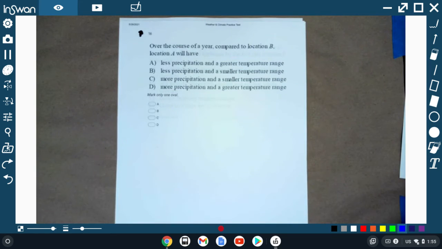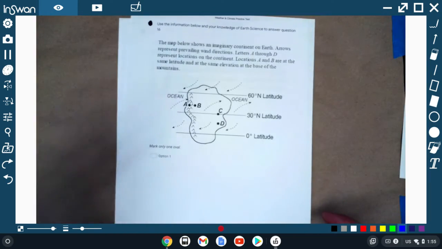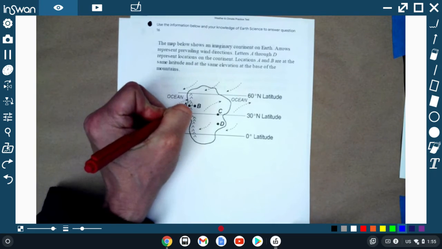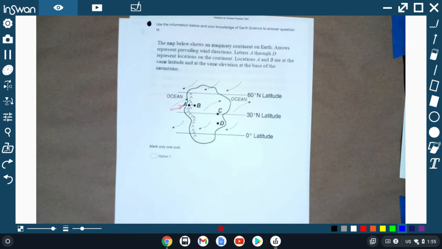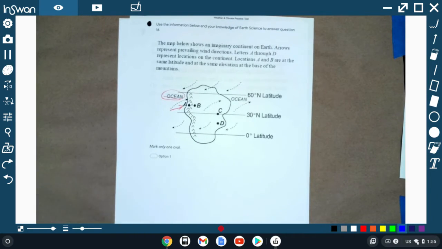Number 16, over the course of the year, compared to location A, location B will have, well, let's think about it. The wind is blowing in this direction, we can see that line, and we have some mountain ranges. So the wind has to go up. Now the wind is also coming from the ocean, so that air is going to be very moist. It's going to have a lot of moisture. And so when it gets to the mountains, it's going to have to rise up to go over the mountains. Now it's going to have to cool down because it goes up in the atmosphere. And when it cools, its dew point is going to increase. And when it rises, it expands and it cools and it's going to drop some rain.